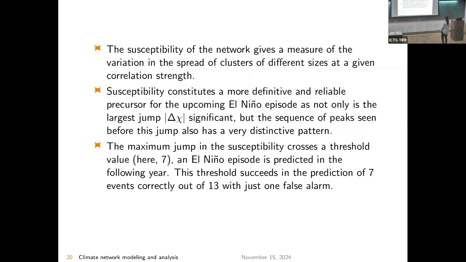The susceptibility of the network gives a measure of the variation in the spread of the clusters of different sizes for a given correlation strength. It is a more definitive and reliable precursor for the upcoming El Nino episode, as not only is this value significant, but also the sequence of peaks, the pattern, is distinct.